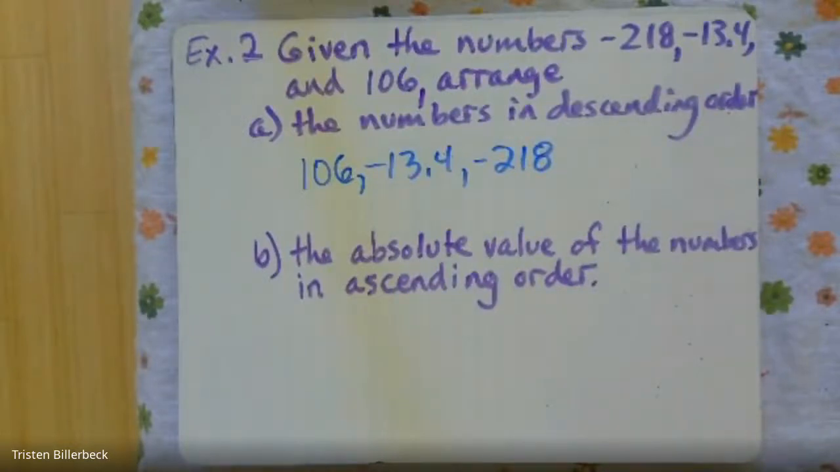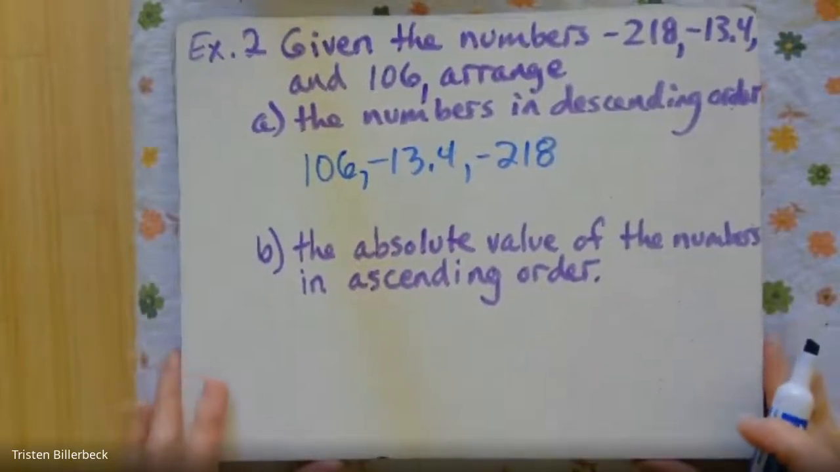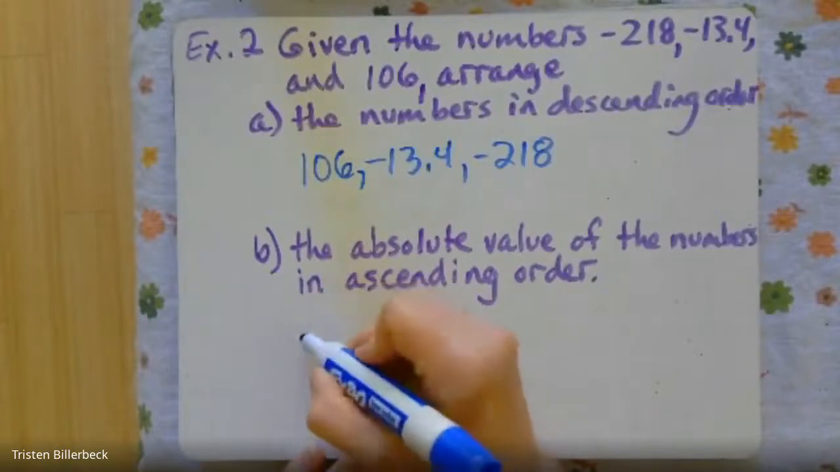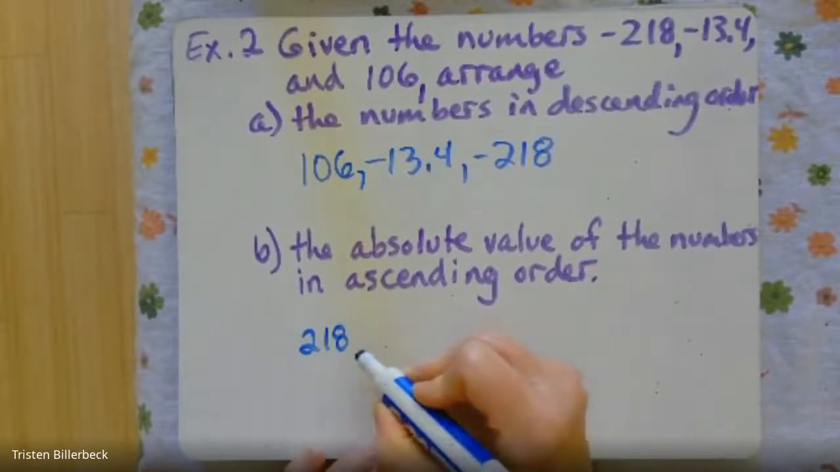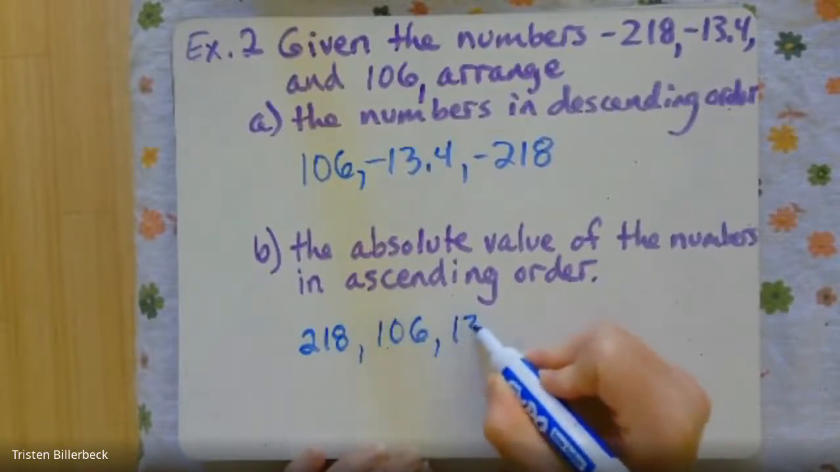Now, if we had taken an absolute value, and we haven't talked about absolute value yet, but if we look at the distance from 0, which one's farther away from 0? Well, that would be this one. So if we look at the absolute values in ascending order, meaning the distance, we would have 13.4, then 106 away from 0, and then 218 away from 0.